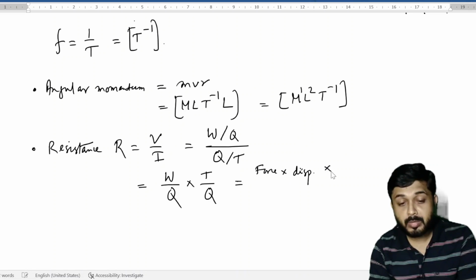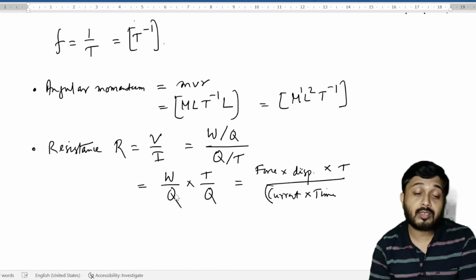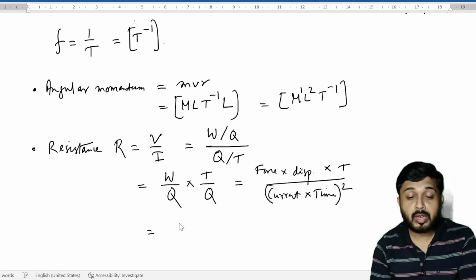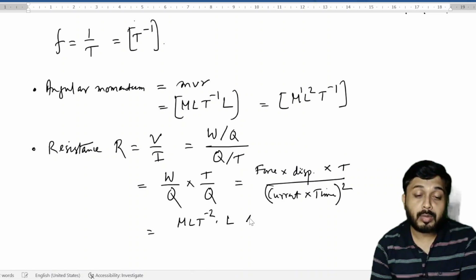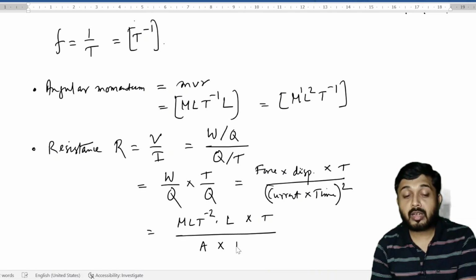Force into the displacement multiplied by time, T divided by Q. Q is actually current into time, and Q is squared here in the denominator, current into time whole square, right? In place of force we write M L T to the power minus 2. In place of displacement we write another L. In place of T we write T. In place of current we write A. In place of time we write T, and we make them squared.